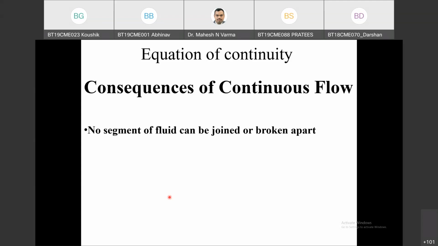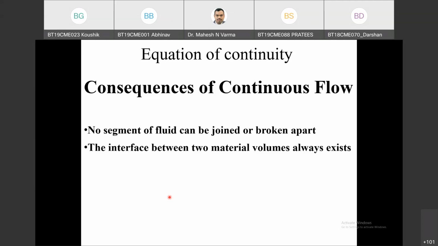If they are joining together and making one fluid or one phase, then you will be violating this continuous flow. Similarly, if you have a continuous flow, it cannot be broken apart sometime after starting the experiment. That will be the consequences of continuous flow. And if there are two immiscible fluids moving together and there is an interface, that interface will be there always.